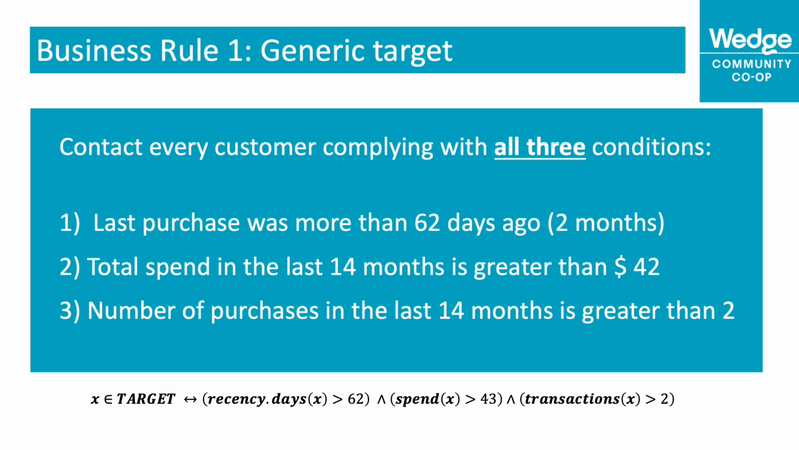Second, the total spend in the last 14 months is greater than $42. And third, the number of purchases in the last 14 months is greater than 2. On the bottom, we have the formal way to express that in a mathematical way. This business rule can be easily implemented by the IT department using SQL queries.